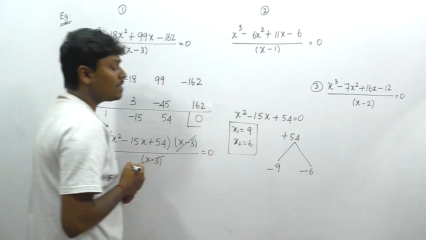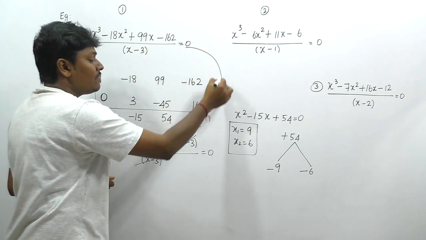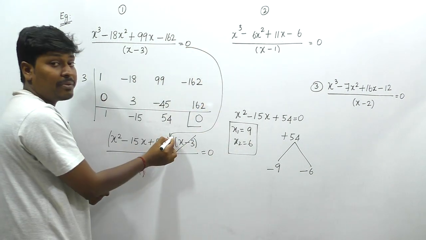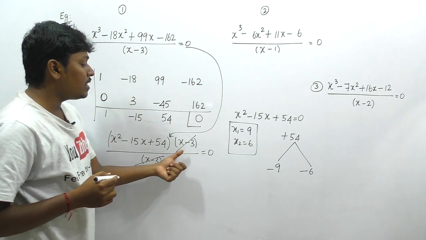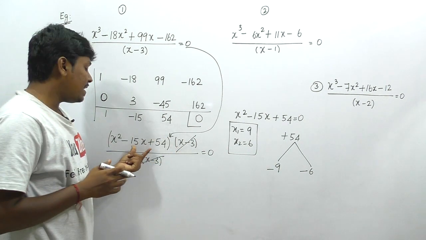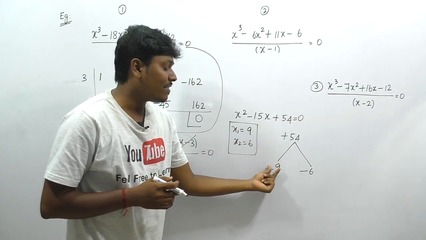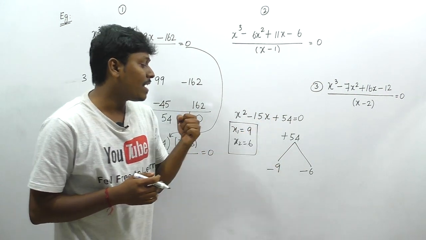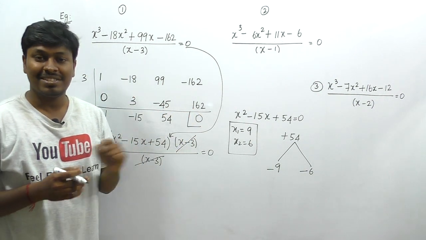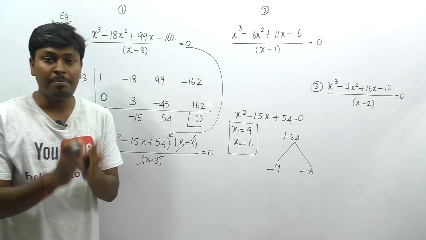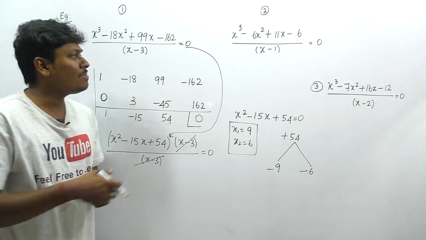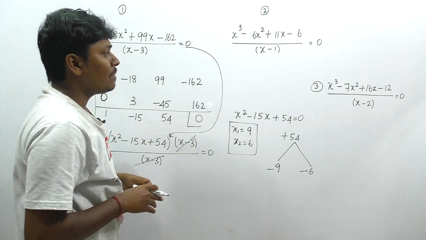Friends, can you understand? First of all, our target is to convert this equation into a quadratic equation, then the denominator part and the numerator part will be cancelled. So only the quadratic equation will remain, and from this quadratic equation we can find the factors. So finally we have found that x is equal to 9 and x is equal to 6. This is the proper way to solve this question. Similarly, let me solve the remaining two questions.